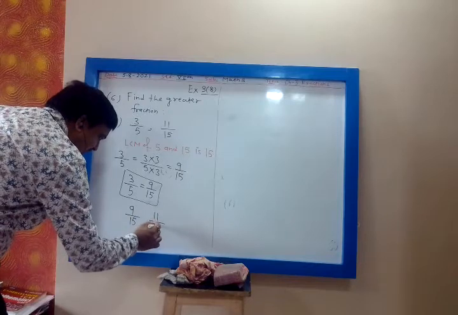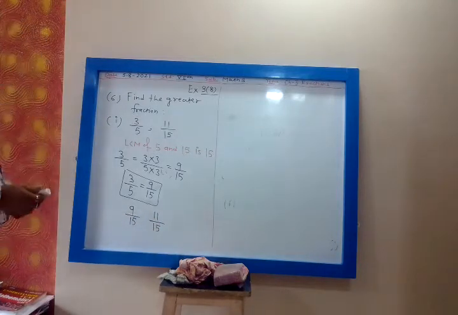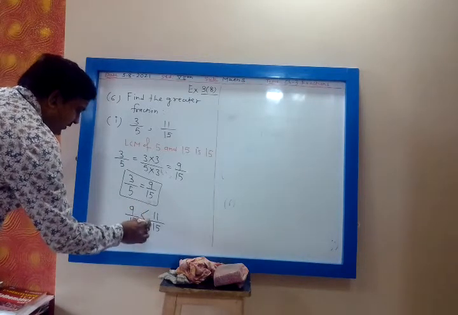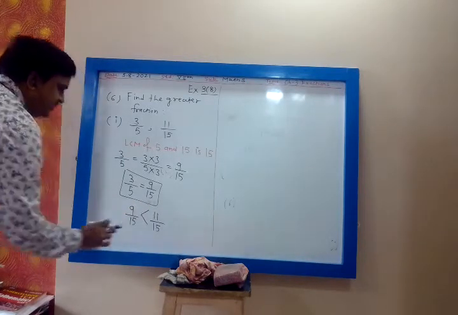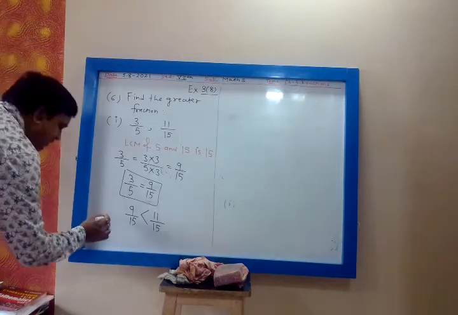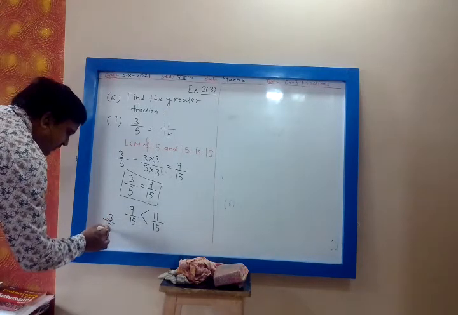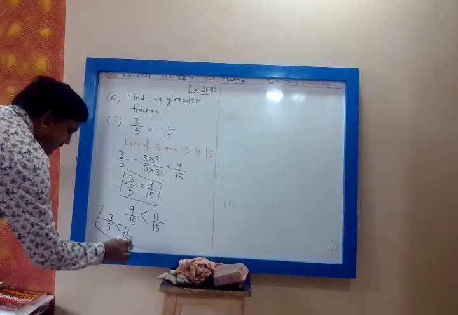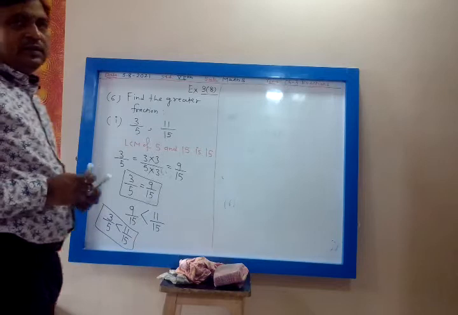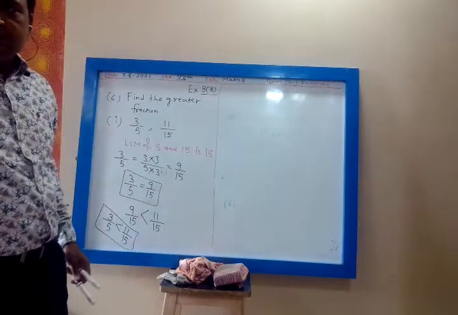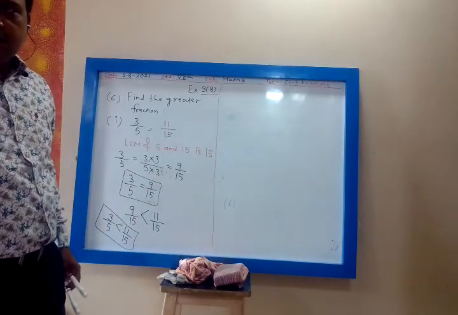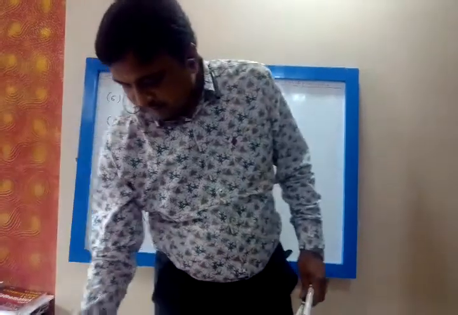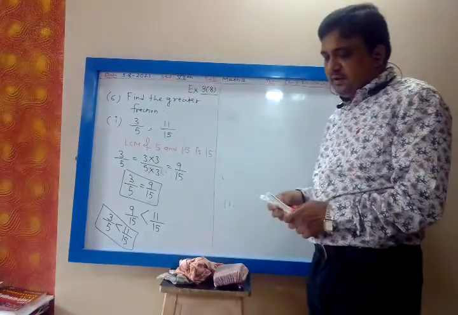Now the denominator is the same, 15. So you can compare numerators 9 and 11. 11 is greater, so 9 upon 15 is less than 11 upon 15. 9 upon 15 is 3 upon 5, so 3 upon 5 is less than 11 upon 15. So 11 upon 15 is the greater fraction. Whenever you want to compare two fractions, you make the denominators of both fractions equal. After making denominators equal, you can compare the numerators.